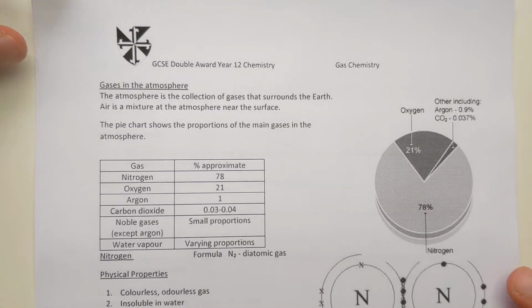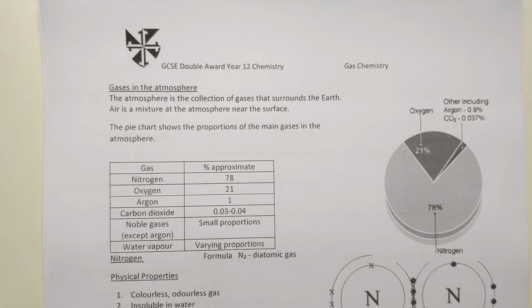So the first little section is a little introduction to these gases we're going to look at in this topic. It's called gases in the atmosphere. So the atmosphere just means the air around the earth, the air that we breathe in, breathe out. And we look at what the gases are that make up the atmosphere and their different percentages.